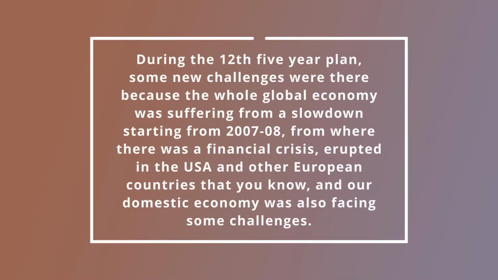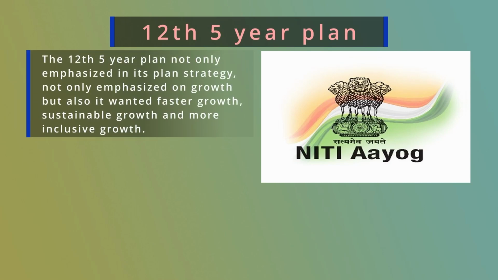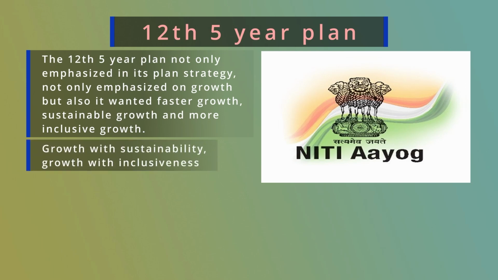Now, during the 12th five-year plan, some new challenges were there because the whole global economy was suffering from a slowdown starting from 2007-8, when a financial crisis erupted in the USA and other European countries, as you know, and our domestic economy was also facing some challenges. So the 12th five-year plan not only emphasized growth in its planned strategy, but also wanted faster growth, sustainable growth, and more inclusive growth. See, the emphasis points: growth with sustainability, growth with inclusiveness.